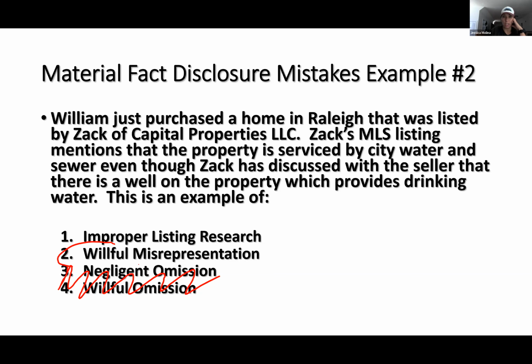Number 2. This is a willful misrepresentation. Very good. How many of you feel like you could answer that on the test by using that kind of process? Good, because that's a very commonly missed question. So I think you ought to be okay if you use that process.